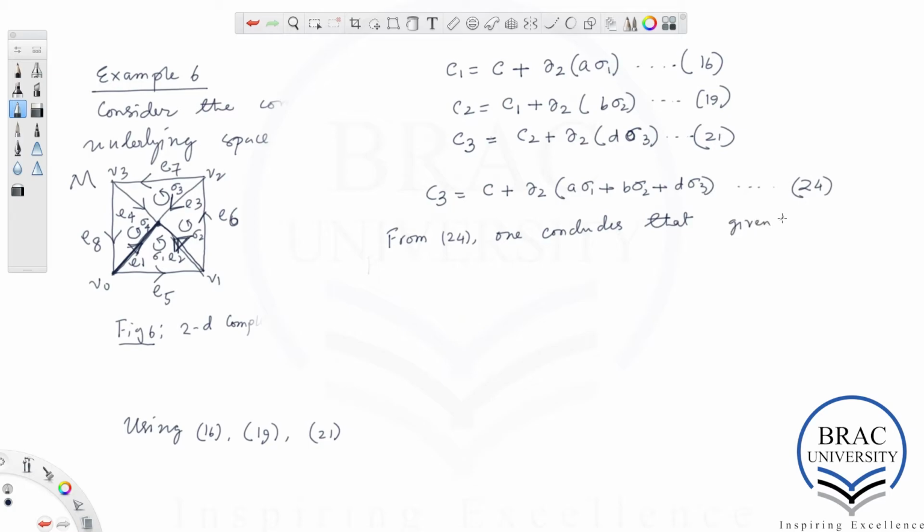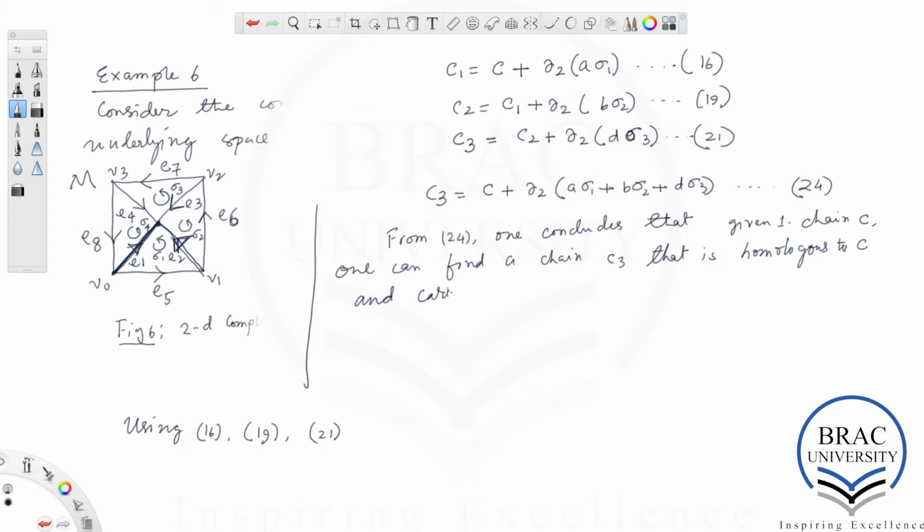given one chain C, one can find a chain C3 that is homologous to C, and carried by the subcomplex drawn in the figure below.